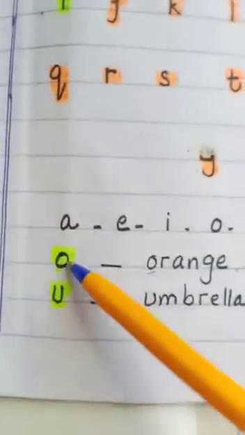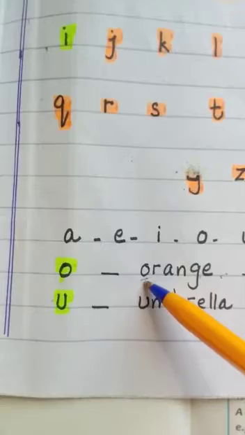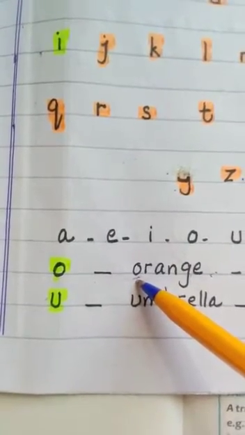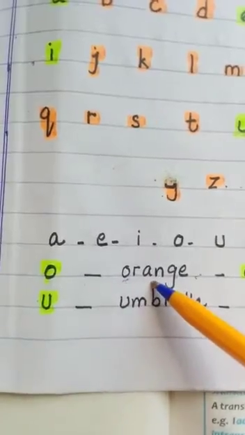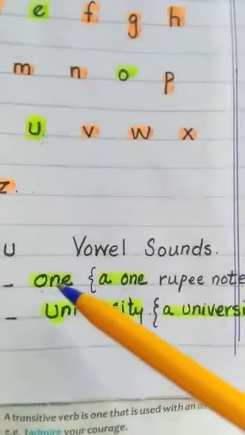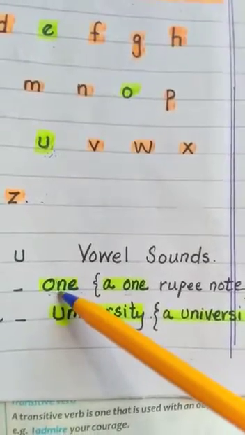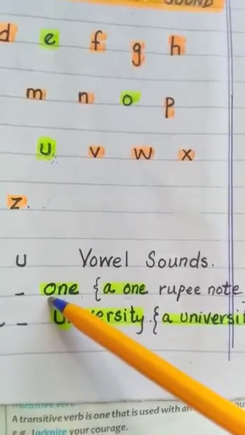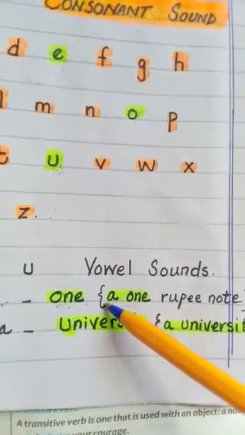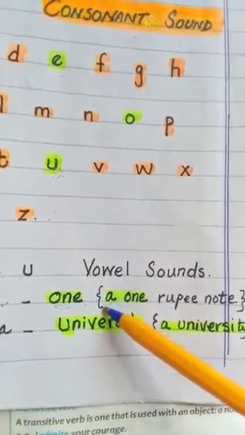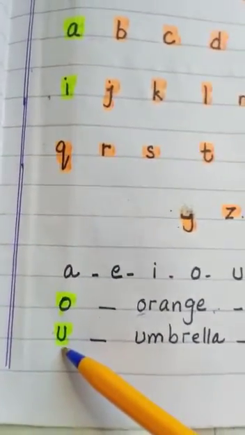And here in the case of O, when O is producing its own sound, like O in orange, that is a vowel sound, so we use "an". We will say an orange. But when it is producing the sound of W, we pronounce that word as "one". Here this is not a vowel sound, this is a consonant sound, so before that we will not put "an", we will put "a". Similarly, U also produces a double sound.